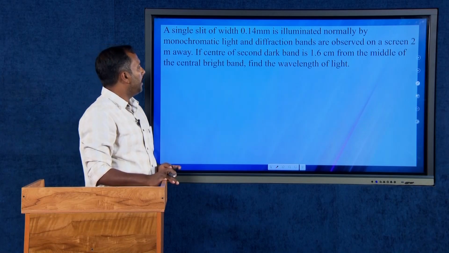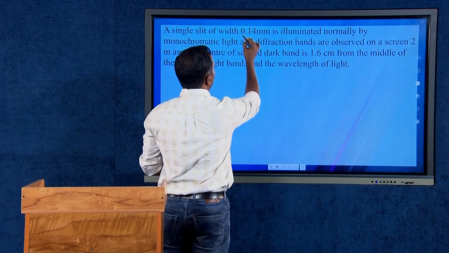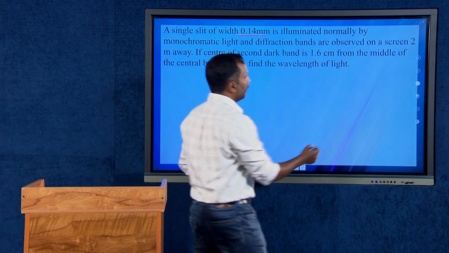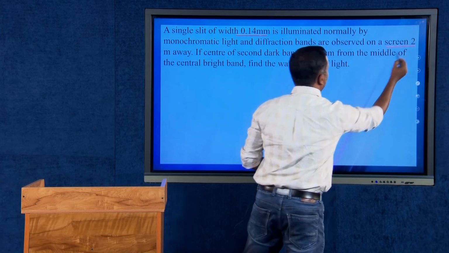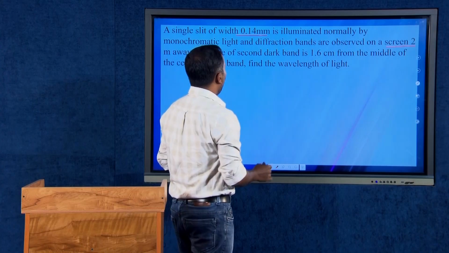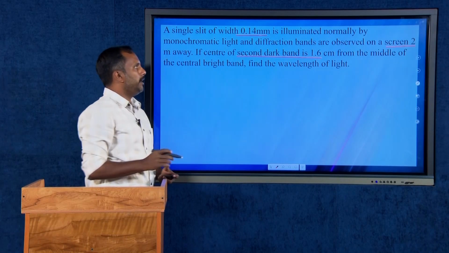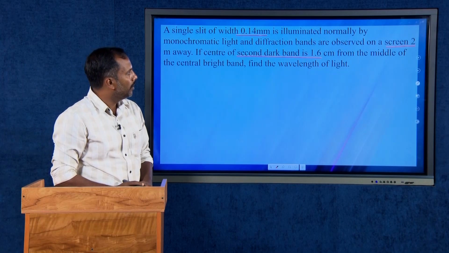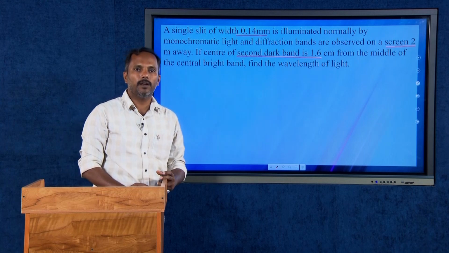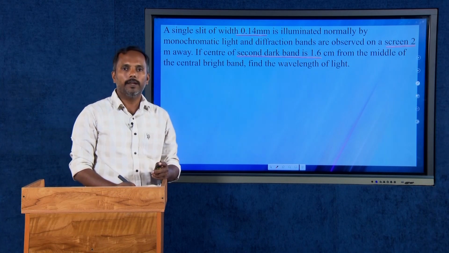See here another case, if we have a single slit with a slit width of 0.4 millimeter, and the screen is at a distance of 2 meter away, and we are measuring the distance of the second dark band. It is 1.6 centimeter from the middle of the central bright band. Then what shall be the wavelength of light?